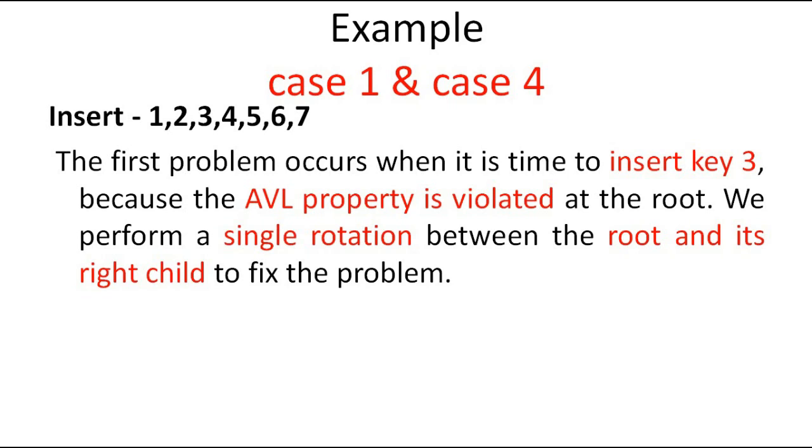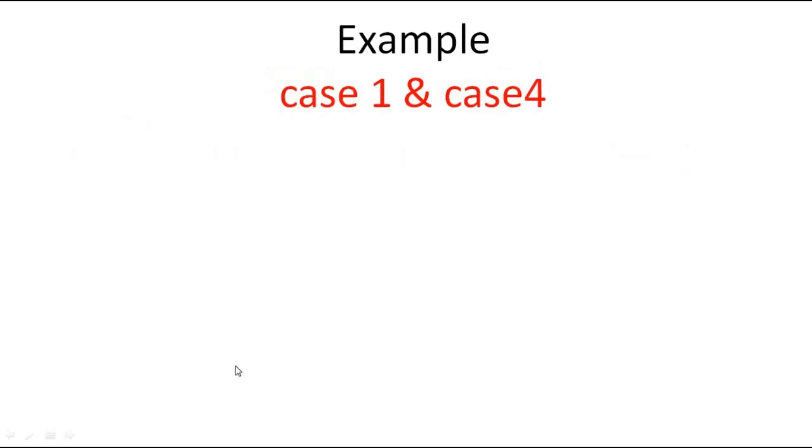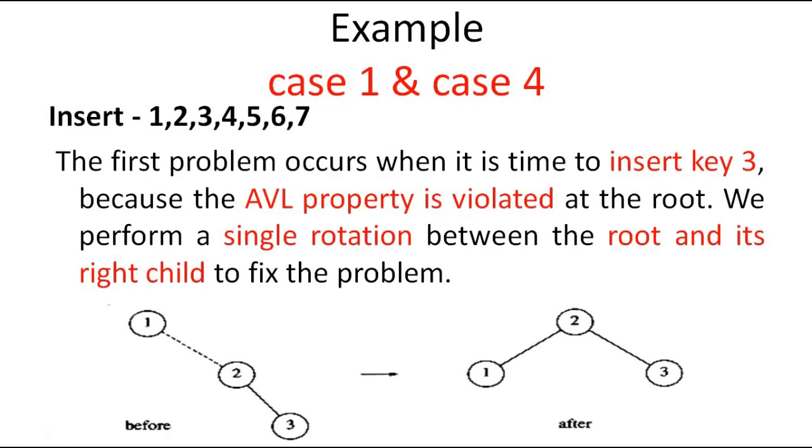AVL property is violated and we have to do single rotations. For example, inserting a 1, it is a root node. Next we have to insert a 2. 2 is greater than the 1, then you have to insert in the right side, and 3 is greater than the 2, so you have to insert again the right side of the node 2. So this is the rule of the AVL tree, that is also a binary search tree.